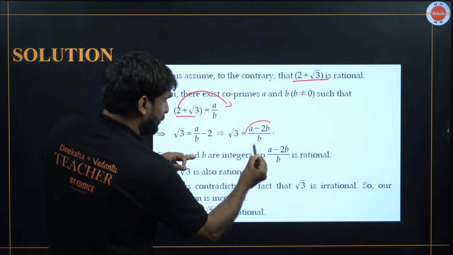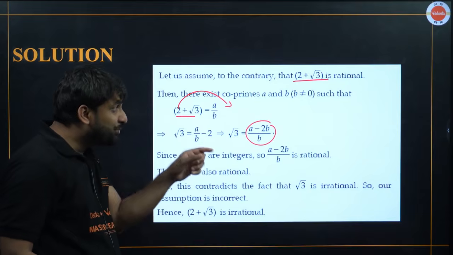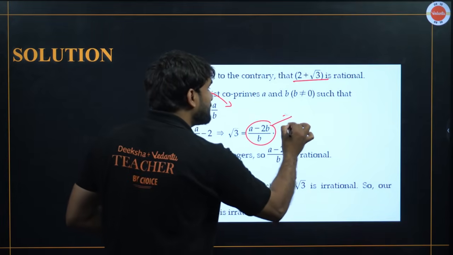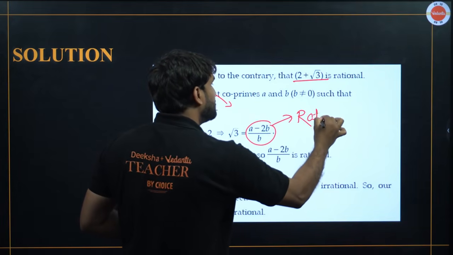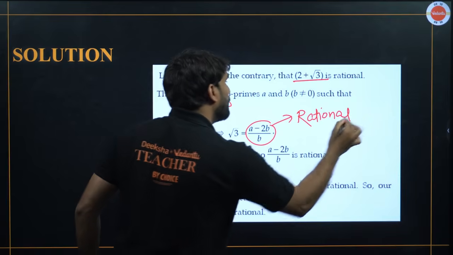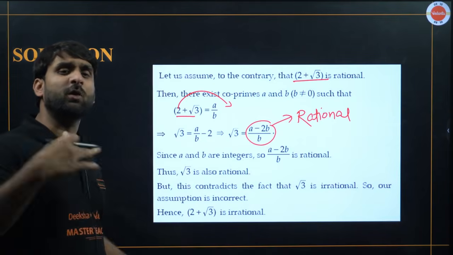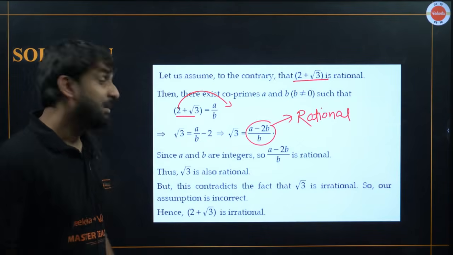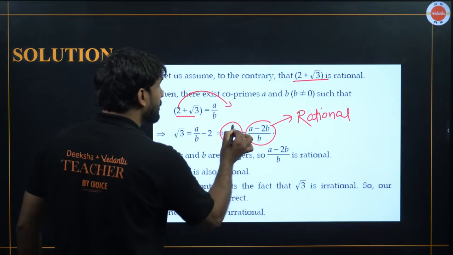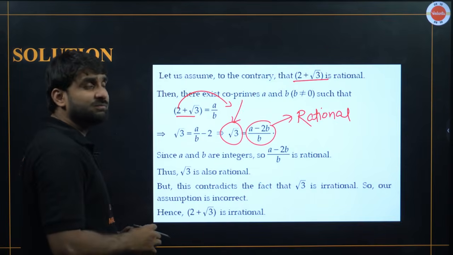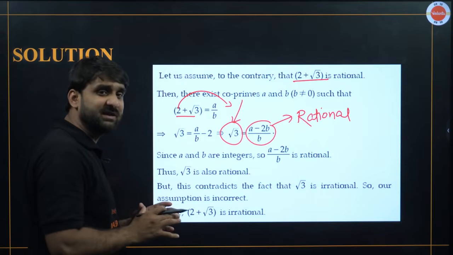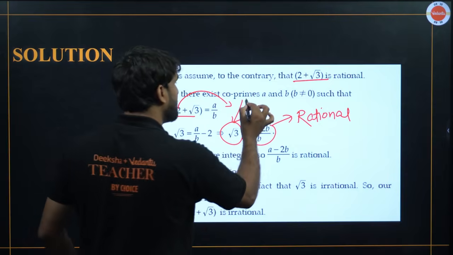Now look at this whole function: A minus 2B by B. So this whole fraction is rational. Whatever you put for A, B, 1, 2, 3, whatever, you will be getting a rational number. But can you see here root 3? Root 3, if any number is not a perfect square, if anything is there inside the root, that is an irrational number.